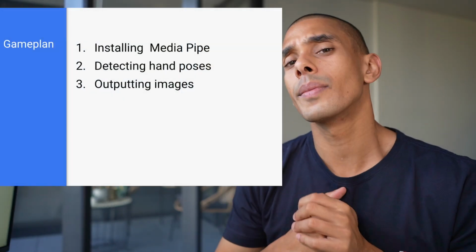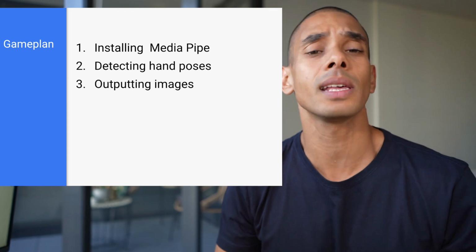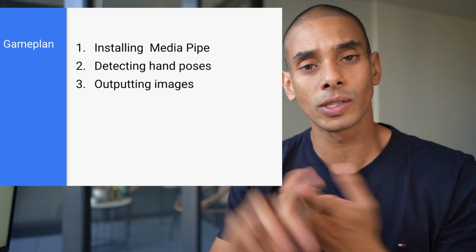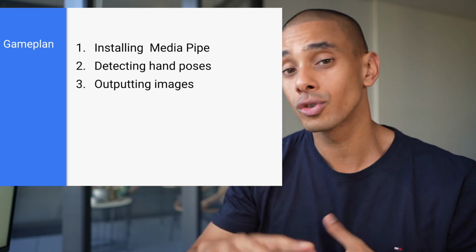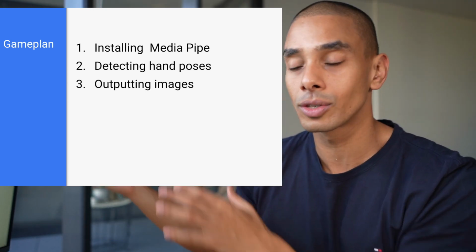Let's take a deeper look at what we'll be going through. In this video, we're going to be going through a bunch of things, but specifically we're going to tackle three key problems. First, installing MediaPipe. MediaPipe is the library that allows us to perform hand pose tracking among a bunch of other solutions.